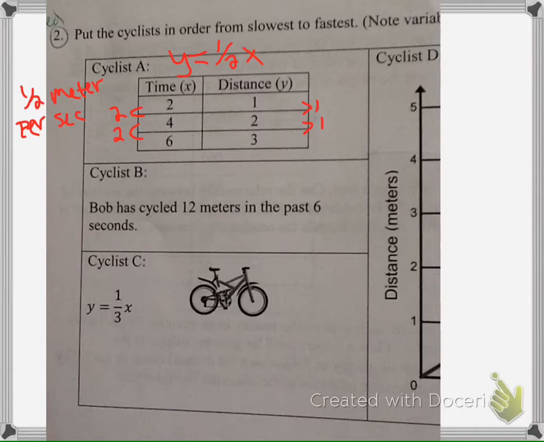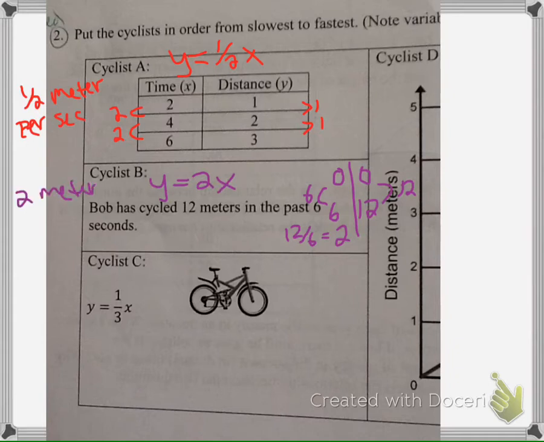Now let's do cyclist B. Bob has cycled 12 meters in past 6 seconds. Okay, so we know that all of them started at 0, 0 because when you're running a race, you're always going to start at 0, 0. So we have 0, 0. I'm going to write my table. And then they gave me in 6 seconds, he's gone 12 meters. Now when I do my carets, I have 12 divided by 6, which is 2. So his equation is y equals 2x. So he can go 2 meters per second.